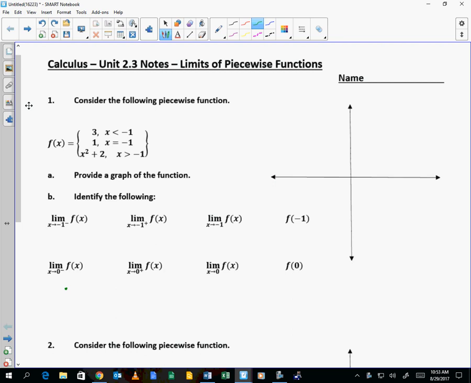Consider the following. We have these piecewise functions. We want to be able to graph them. Then we want to be able to answer questions regarding their limits. You should be able to look at this piecewise function and know what they all look like.